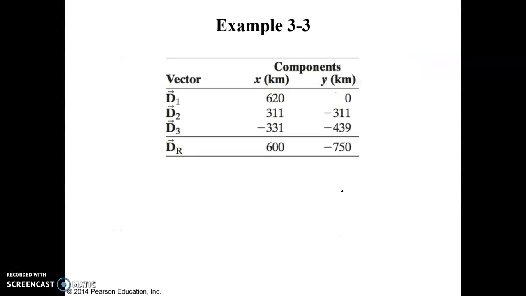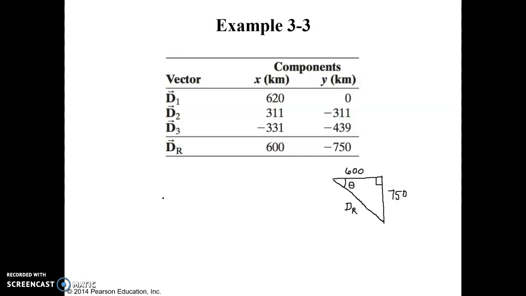As I advance the slide, you can see these same results in a nice, neater table here. We have found that the resultant is going to be 600 kilometers in the positive x direction and 750 in the negative y direction. So basically this creates a right triangle, and we want to know what is this angle and what is the magnitude of the resultant.